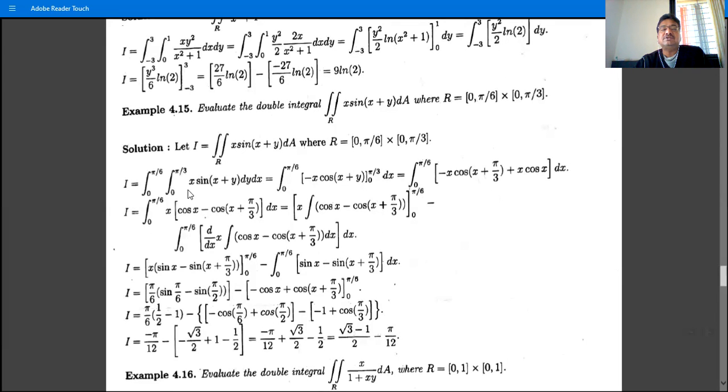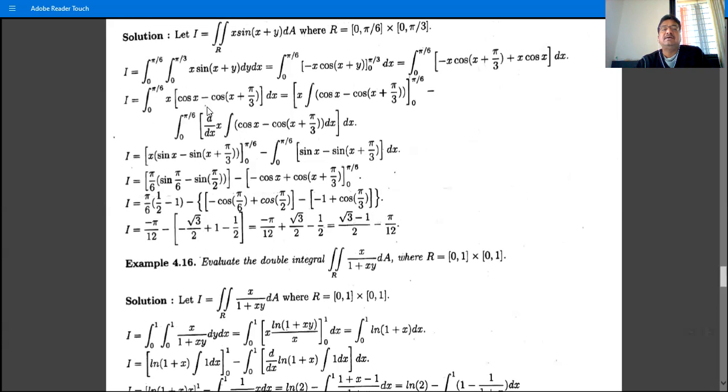And then integration with respect to y, x is constant, sin(x plus y). Integration is minus cos(x plus y) divided by 1, from 0 to pi by 3, value at the upper limit minus value at the lower limit. And then integration with respect to x is this, x into this.